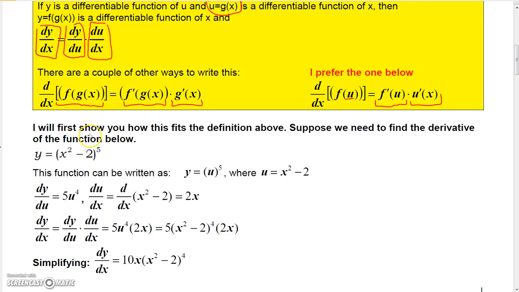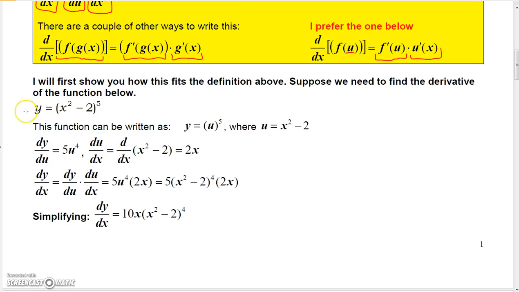So let me show you how this fits. All right, let's say we have y equals x squared minus 2 raised to the fifth. Well, you can think of this as a function of u. So you can think of it as u to the fifth, where u is x squared minus 2. Okay, well, what's the derivative of y with respect to u? Well, the derivative of y with respect to u would just be 5u to the fourth. Now, what's the derivative of u with respect to x? Well, the derivative of u with respect to x would just be the derivative of x squared minus 2 with respect to x, which is 2x.